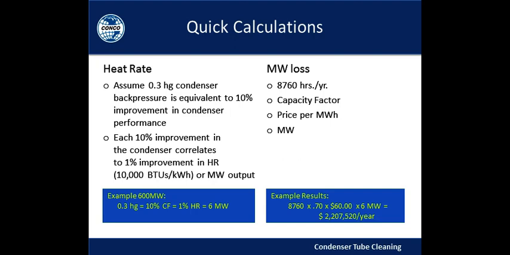What does that mean in replacement cost to the company? Well, that means that at 1 year times 70% capacity factor at $60 a megawatt-hour times 6 megawatts, that's $2.2 million return or savings. So that's in fact remarkable.